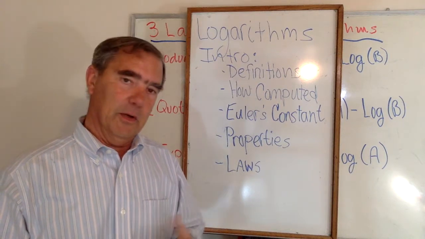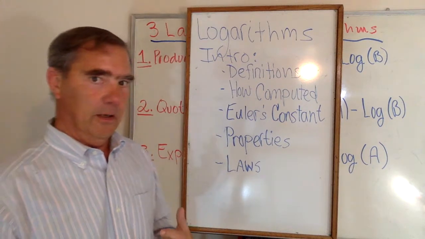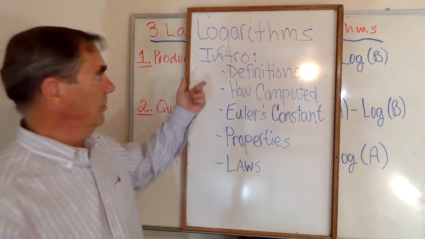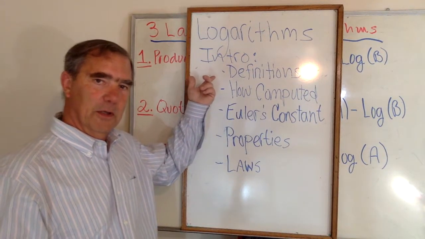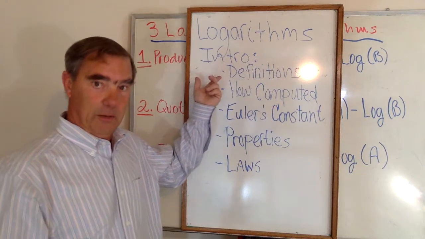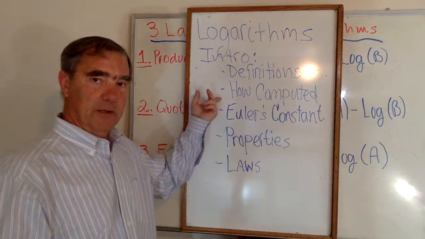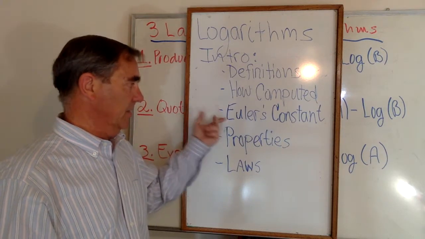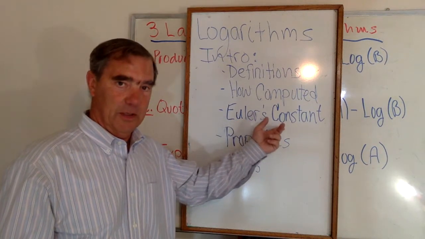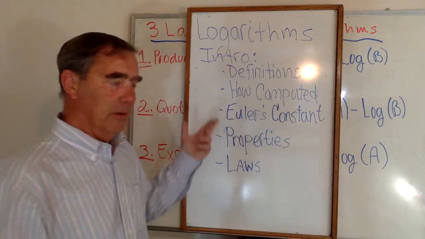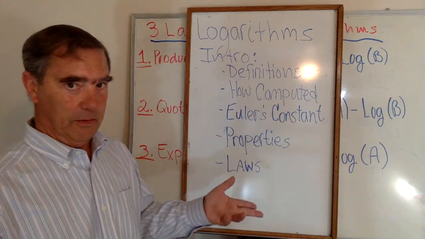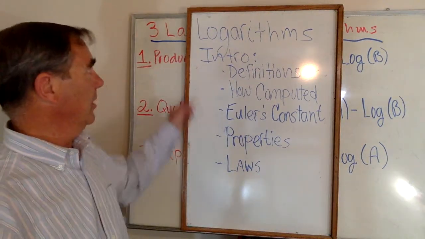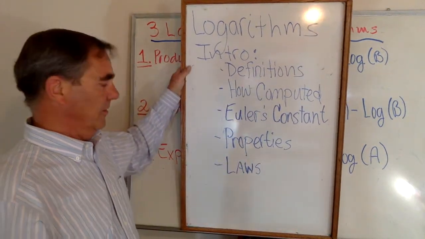So this video is the final video in the introductory section on logarithms. And what's been presented so far are definitions of what logarithms are, and an explanation of how logarithms are computed, and an explanation of what is Euler's constant, E, and the base E logarithm, also known as the natural log. And there was an explanation of four properties and three laws of logarithms.